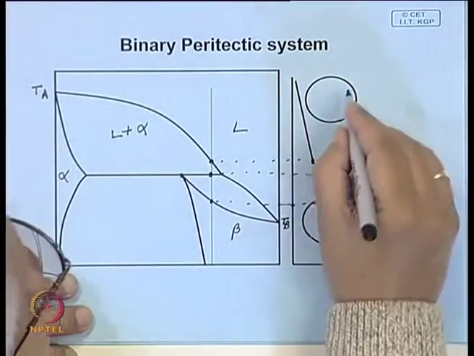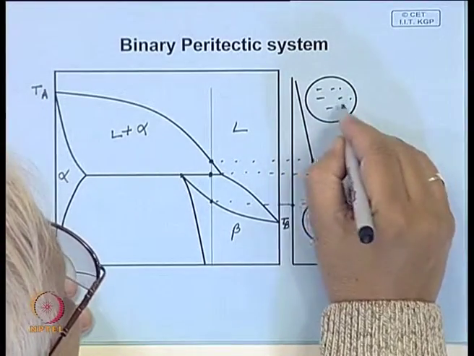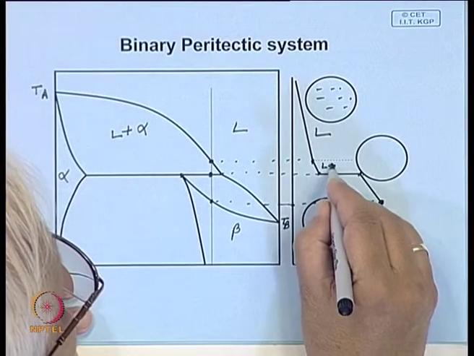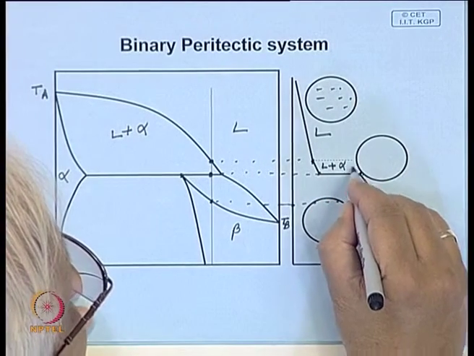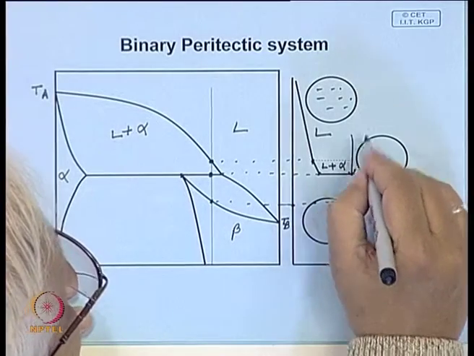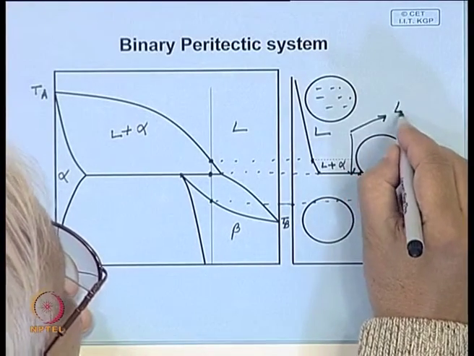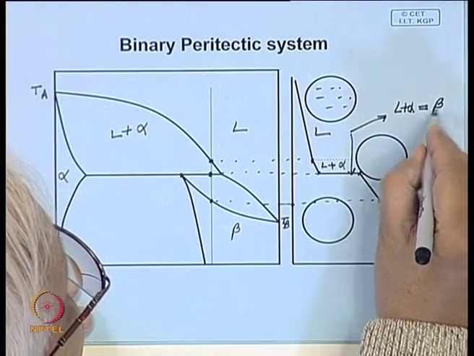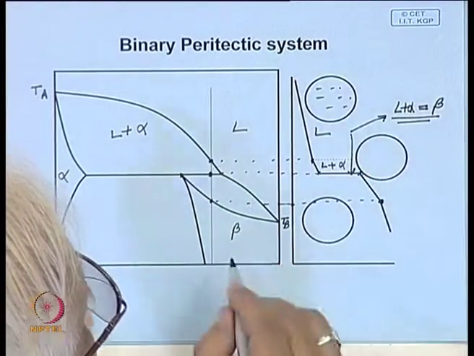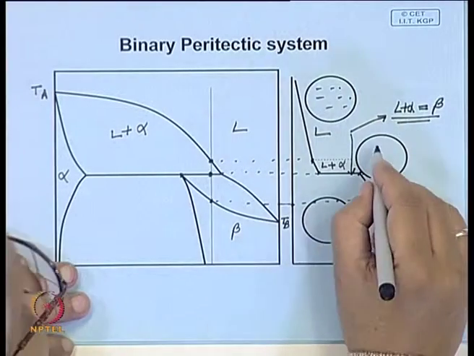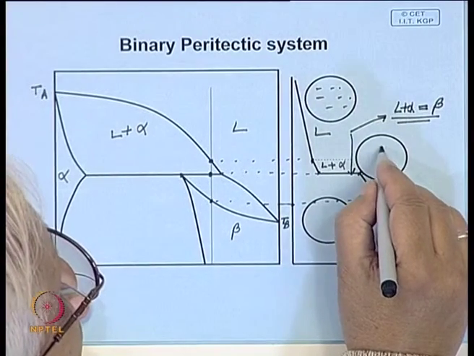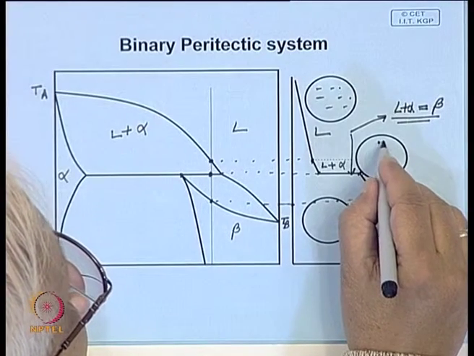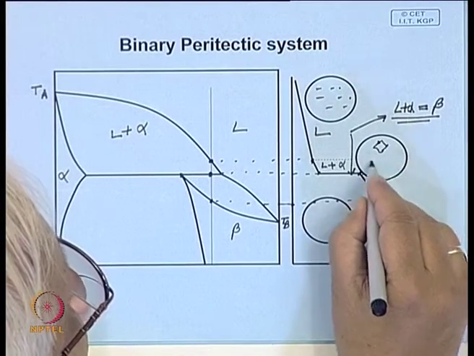Now, here also you have liquid, here you have liquid plus alpha, and at this particular line you have liquid plus alpha reacting and forming beta. Now, here whatever alpha is there, say this is alpha.